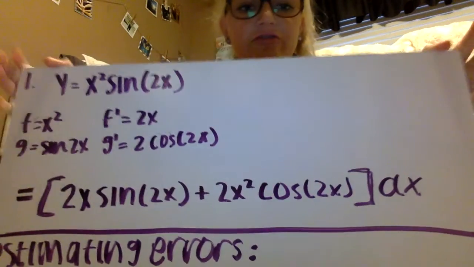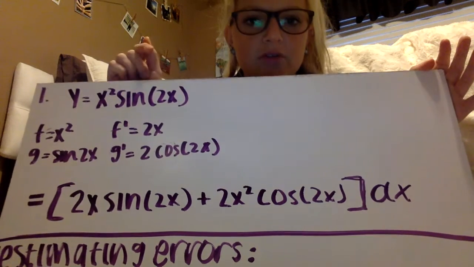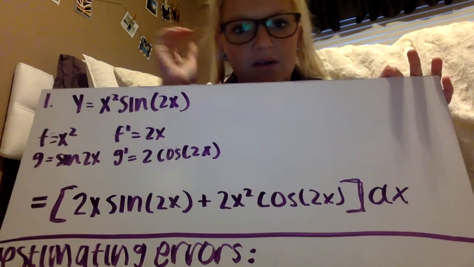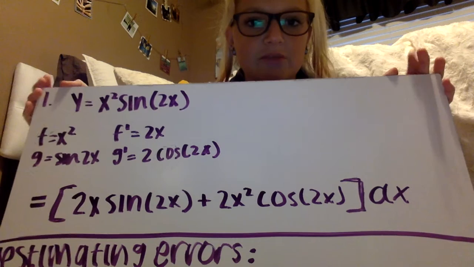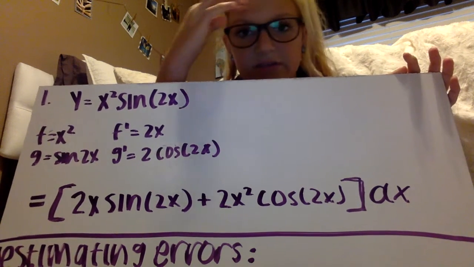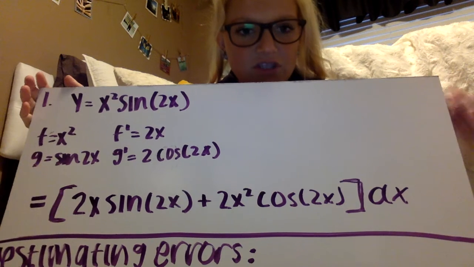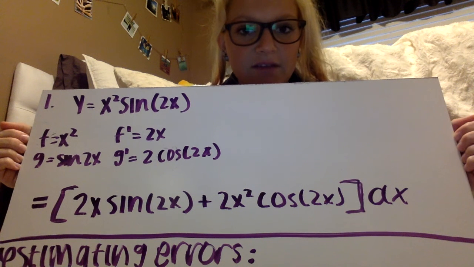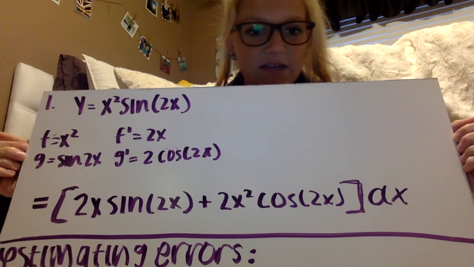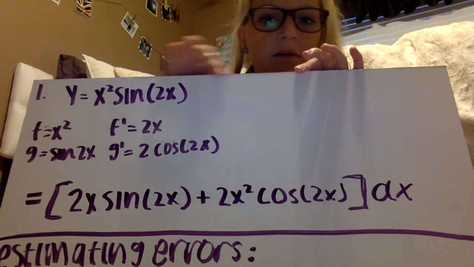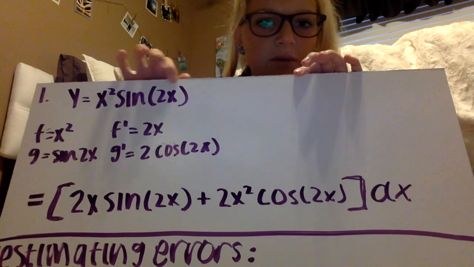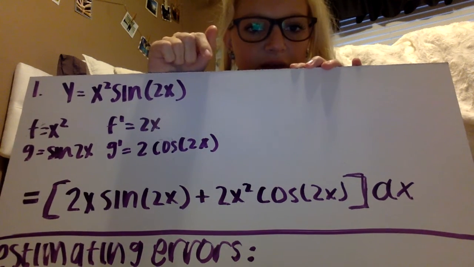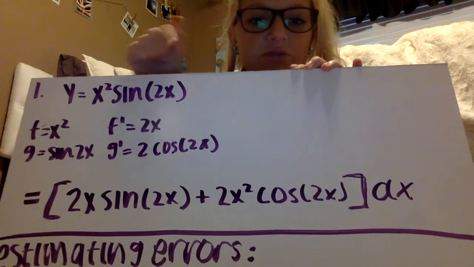Looking at our first example right here, you can see that our equation is y equals x squared times sine of 2x. So you should know right off the bat that you're going to need to use the product rule, and you should know that from our derivative practice. Using the f and g right here, you can determine that your first function f is x squared, and your second function g is sine of 2x. And then f prime is 2x, and then g prime, you have to use the chain rule for that, so it's 2 cosine of 2x.